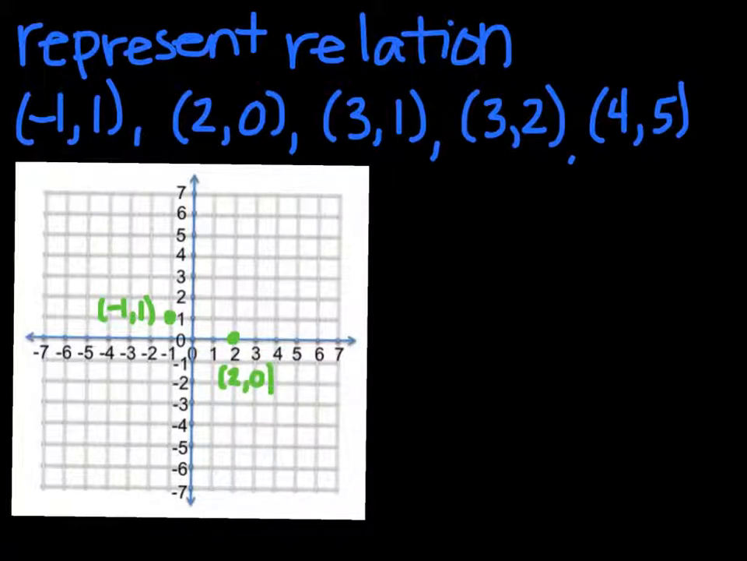Next we have 3, 1, which goes right here. Then we have 3, 2, directly above. And finally, we have 4, 5. Okay. We have just visually represented our relation as a graph by plotting the ordered pairs on a coordinate plane. Now let's look at making a mapping diagram.